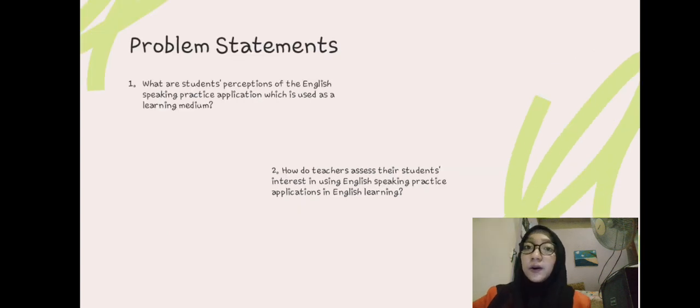Okay, next, problem statement. 1. What are students' perceptions of the English speaking practice application which is used as a learning medium? And number 2, how do teachers assess their students' interest in using the English speaking practice application in English learning?